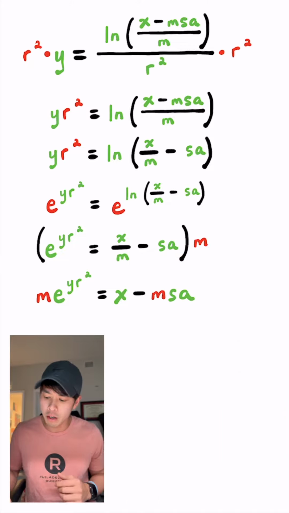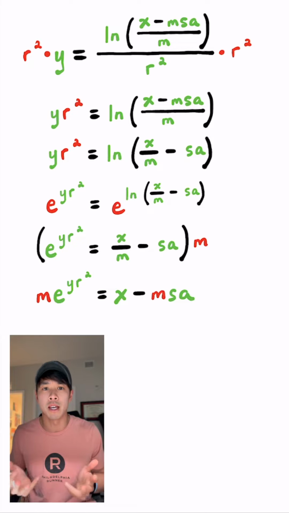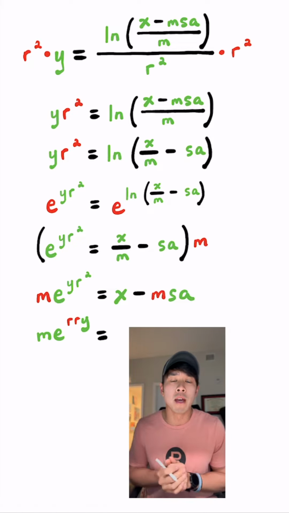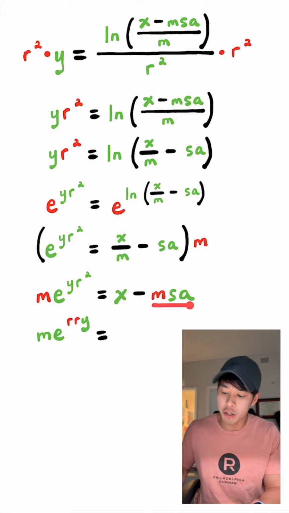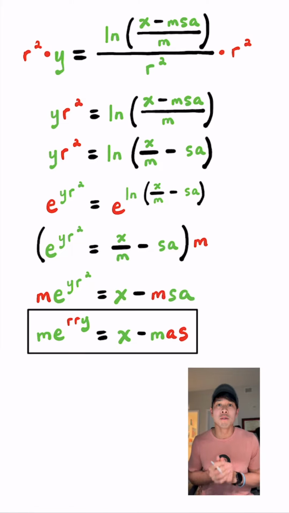Finally, let's remember that r squared just means r times r, so let's go ahead and expand that and use the commutative property to turn things around a little bit for the exponents. So on the left side, we have m times e to the r times r power. And on the right side, let's go ahead and rearrange this multiplication problem and write x minus m times a times s. And just like that, we solved absolutely nothing.